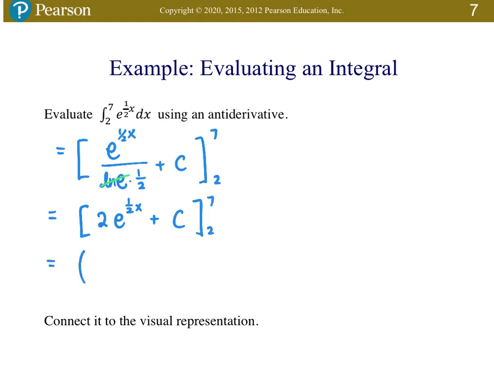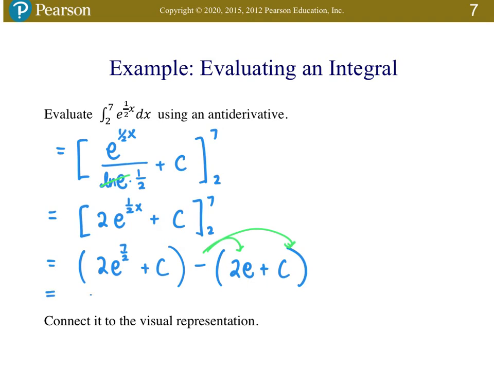So that'll be 2e to the 7/2 plus c minus 2e to the first plus c. We distribute the negative, and so we end up with 2e to the 7/2 minus 2e.